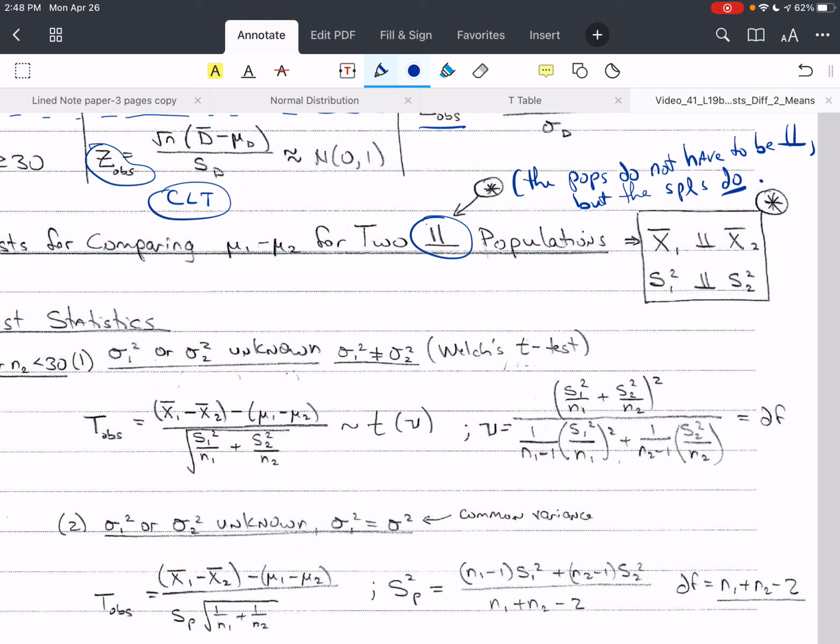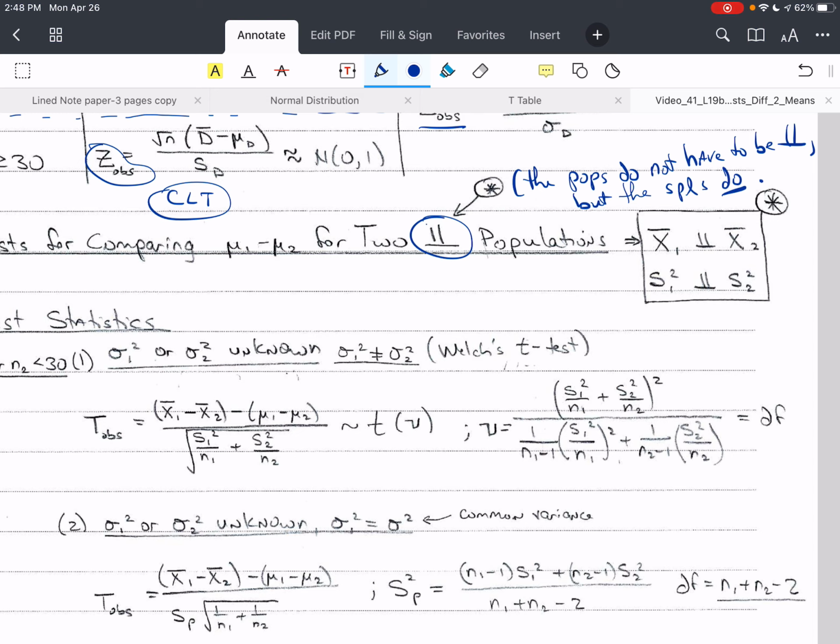If the samples are independent, then the means are independent and the standard deviations or variances are independent of each other. But that's only when the samples are independent. Test statistics. If either N1 or N2 or both are less than 30, then we have to use T.